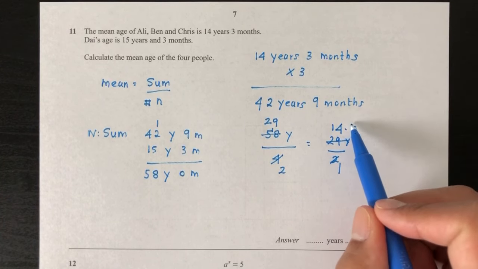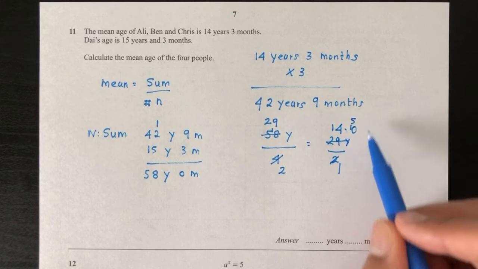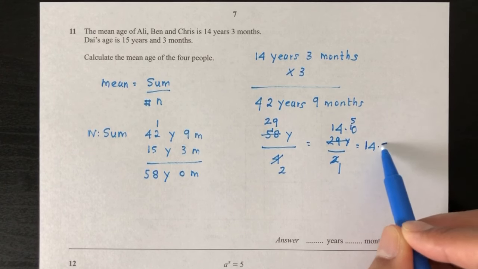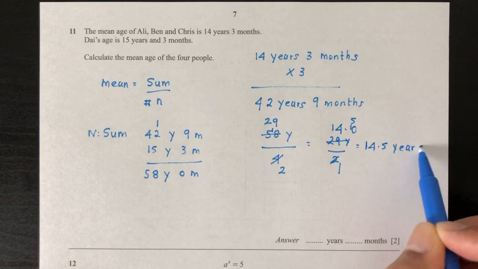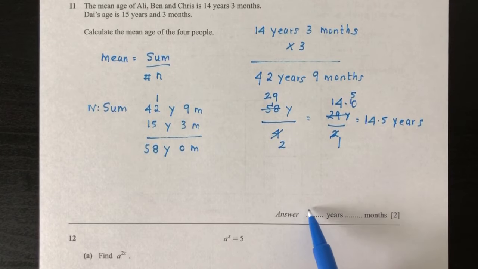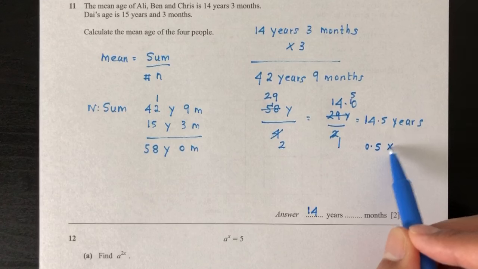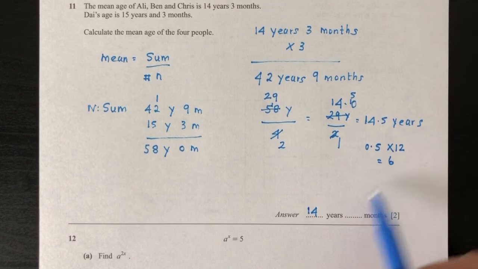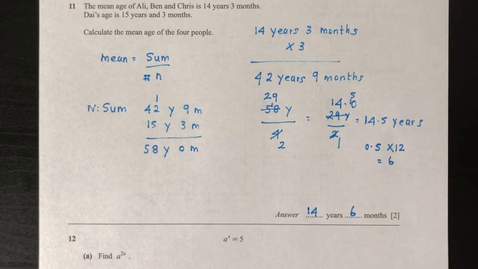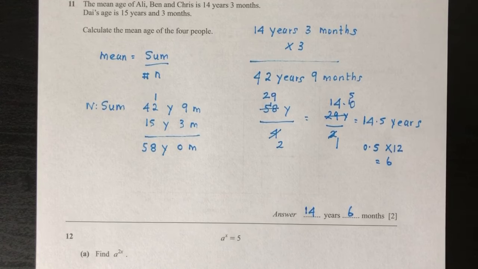that will be 1 remaining, that will be 5. So 14.5 years. So 14 years is pretty easy. Write down 14.5 years. So 0.5 years is times 12 months. That should be 6 months. So 14 years and 6 months for the new average of the 4 people.